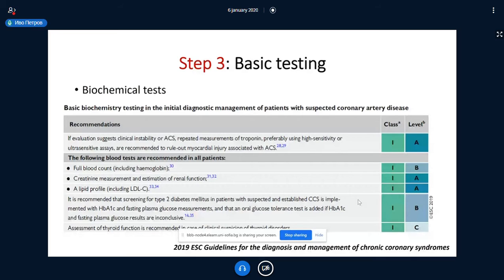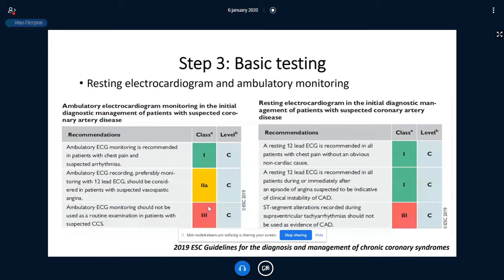And because of that, the most important is to go for the biochemical test and to make full investigation of the other precipitating factors like low hemoglobin. And in order to take a look at the probability, we are interested in the level of the cholesterol, level of the blood sugar, because the high cholesterol and the diabetes are one of the most important risk factors to have coronary artery disease. Part of the basic testing is the ECG.